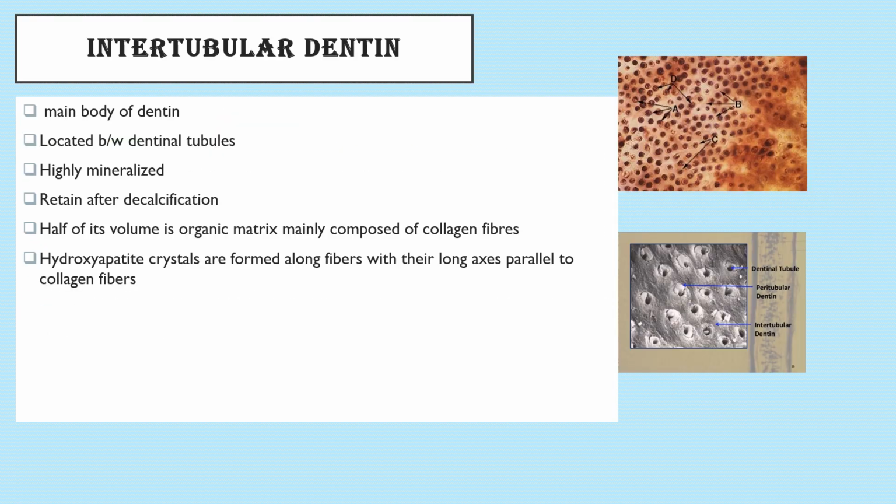Then moving to the intertubular dentin. Intertubular dentin is this: this is one dentinal tubule, this is a second dentinal tubule. The dentin present between these two tubules is called intertubular dentin. Inter means in between the two. It forms the main body of dentin and is located between the dentinal tubules. It is highly mineralized compared to the intratubular or peritubular dentin, and it is retained after decalcification because it has high mineral content. Half of its volume is organic matrix mainly composed of collagen fibers, and hydroxyapatite crystals are formed along the fibers with their long axis parallel to the collagen fibers.